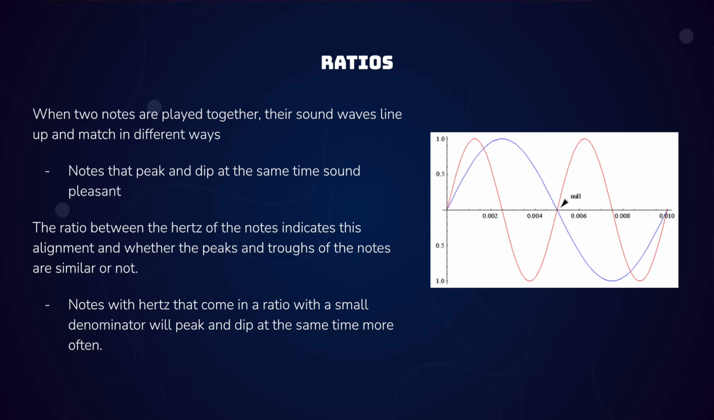And the way this is determined is with the ratio between the frequencies of the waves. If the ratio between the hertz values of 2 sound waves has a small denominator, for example 1/2, then they'll peak and dip at the same time more frequently and the notes will sound better. Whereas if it has a large denominator like 15/16, then they'll peak and dip at differing times more often and they'll sound worse together.